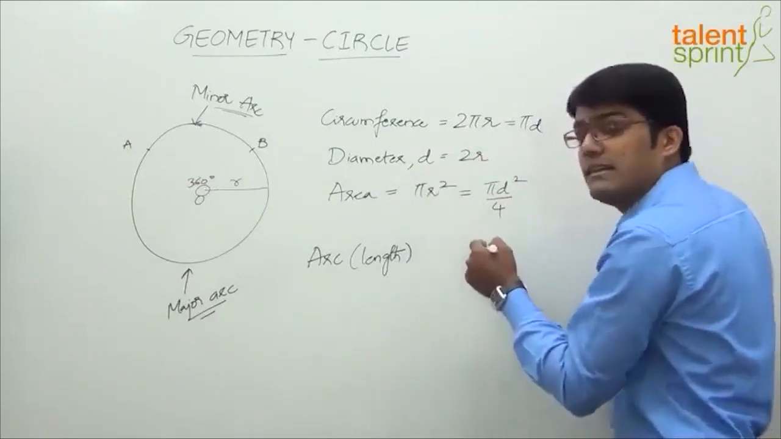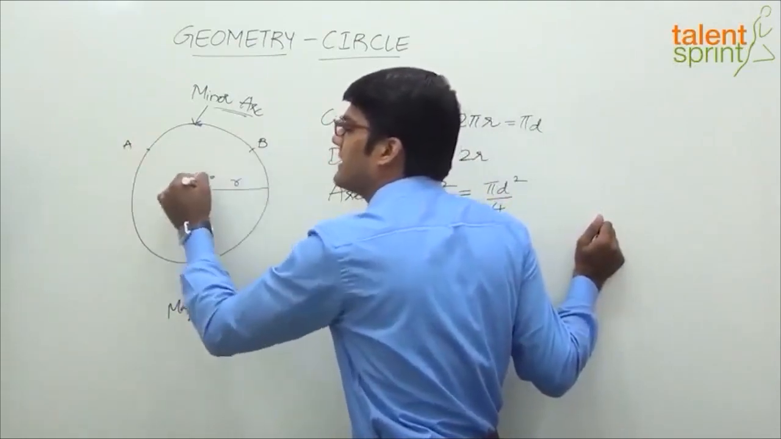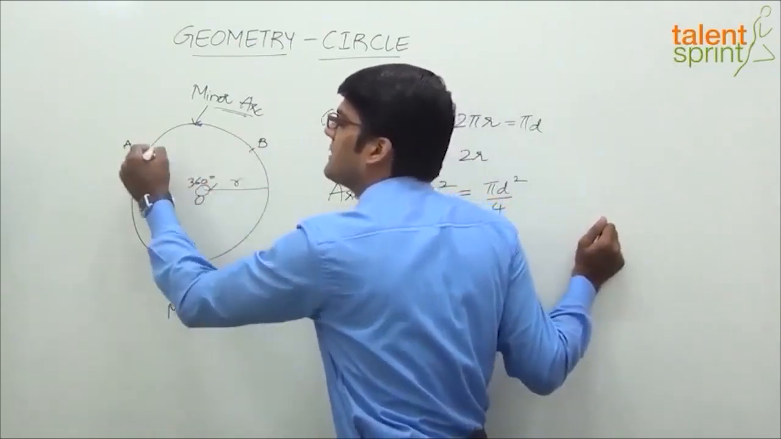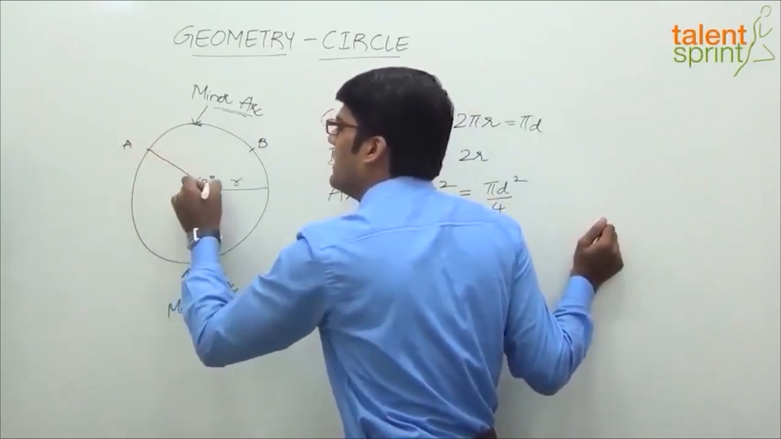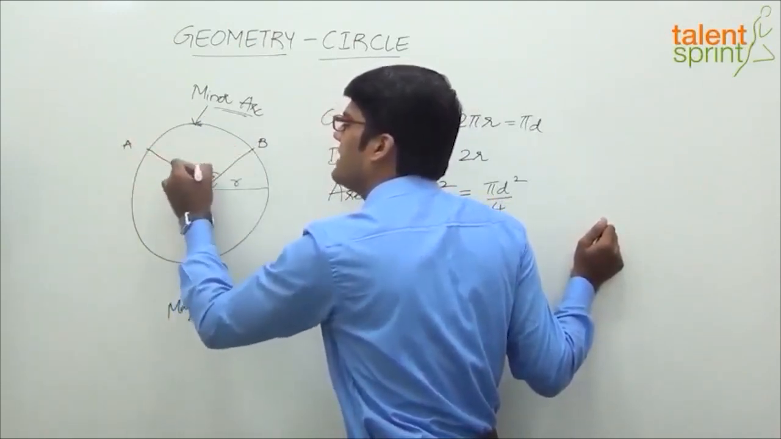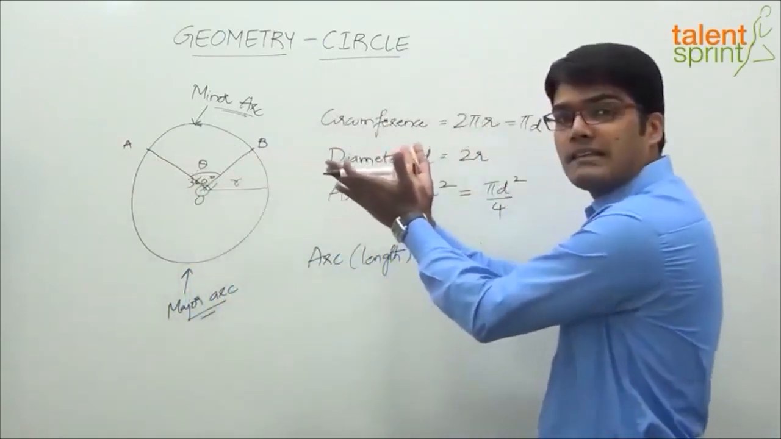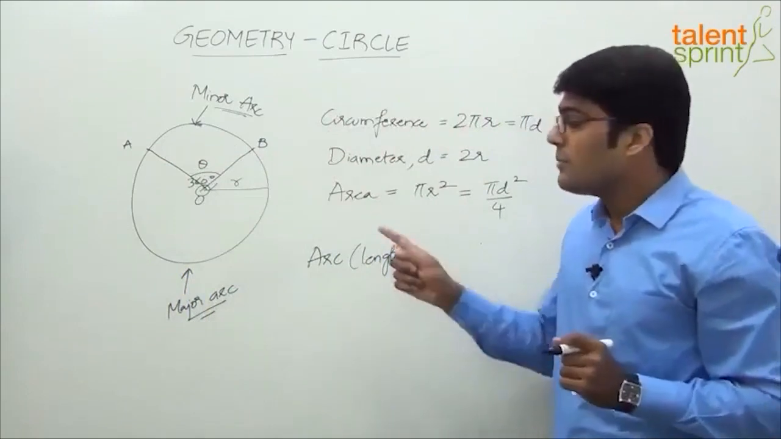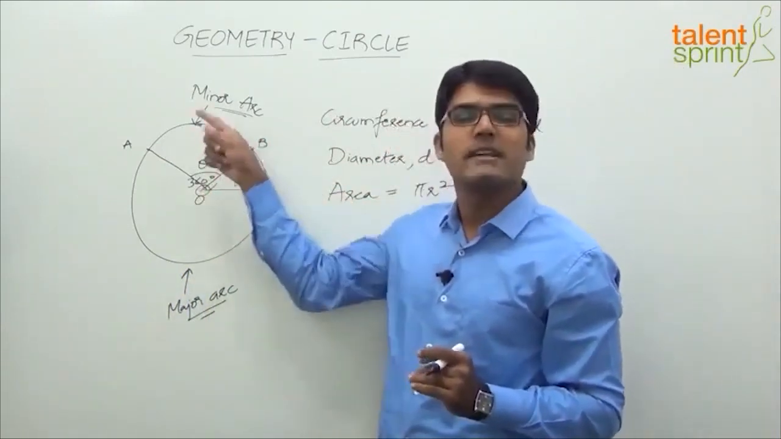You know, the total angle is 360. And understand, any arc will make an angle theta at the center. So if you look at this minor arc, when you connect A and B with the center of the circle, it makes an angle theta. The complete angle is 360, but the angle subtended by that arc at the center of the circle is theta. Now based on this proportionality between theta and 360, you can find out the length of the arc.